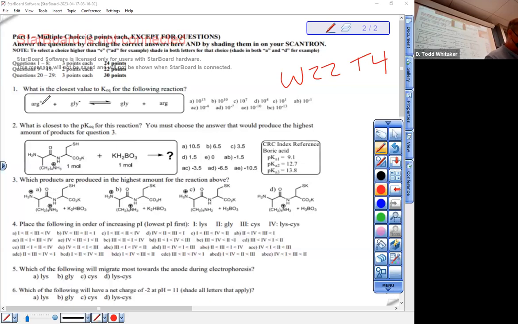What are you going to do for this question when it shows up? Because it will. You got to draw the only form of arg that has a +1 charge. And you'll be using it as either an acid or a base. And then you have to draw a gly with a -1 charge, which I believe is the one on the handout. Gly on the handout has pi. It's got a plus and a minus.